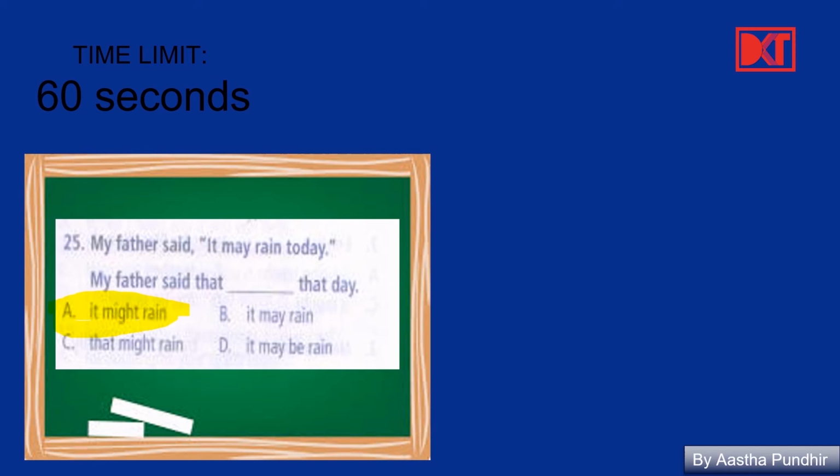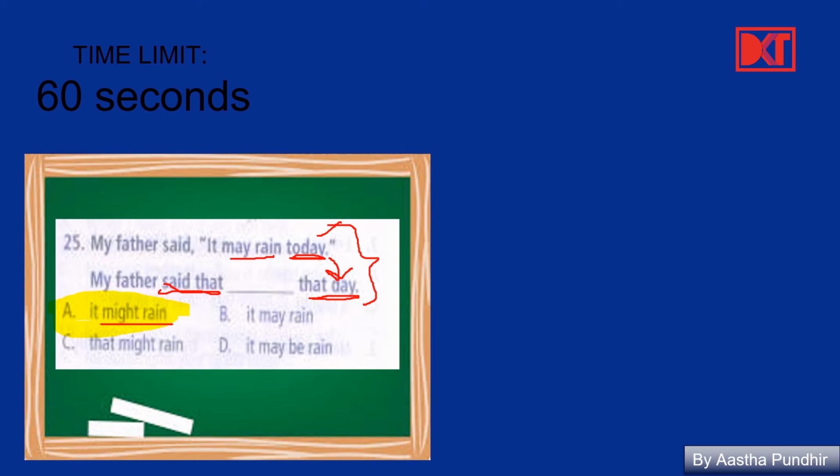Okay, let's see this step by step again. The introductory sentence is in the past tense, so backshifting of tenses will take place. So "it may rain" will become "might rain". Okay, backshifting of tenses. Then today, we learnt that expressions of time and place get converted to "that day". It is already given in the question, but it is important to note that today gets converted to that day. Just pointing this out for your reference.